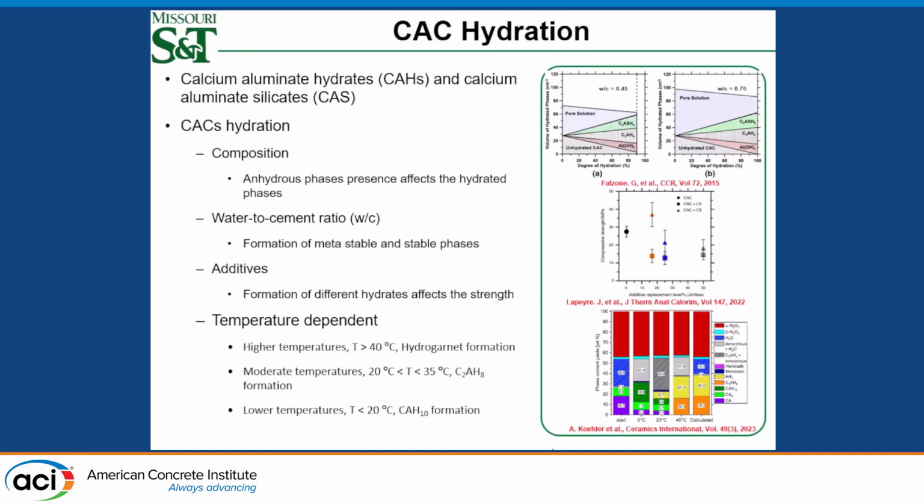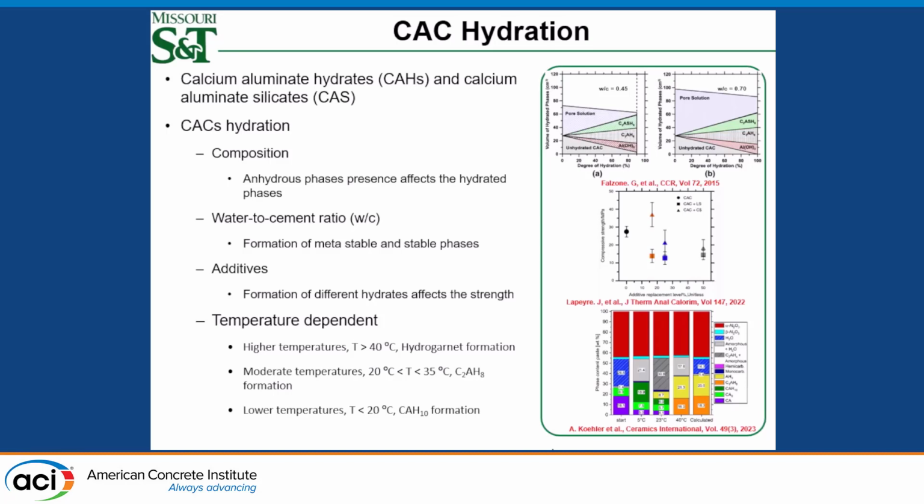Water to cement ratio: the more water you have, you might have free water. The less water you have, then you have anhydrous phases not reacting. The other thing is additives. Let's say if we add gypsum, then there is a possibility of ettringite formation, which can slowly transform to monosulfoaluminate. This might affect the hydration kinetics and the mechanical properties. And the last one is temperature dependence.